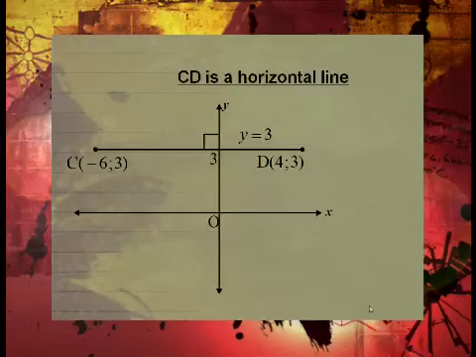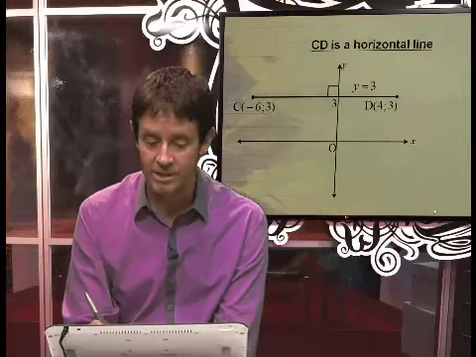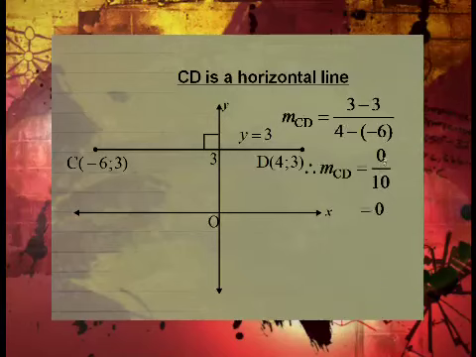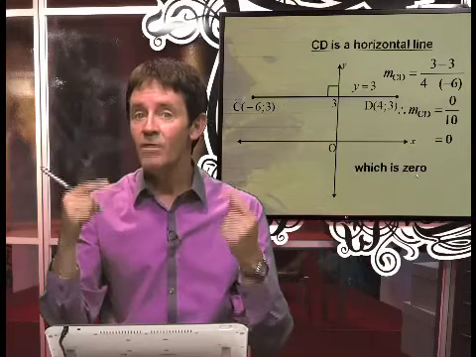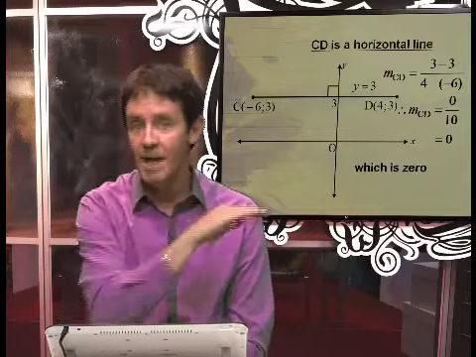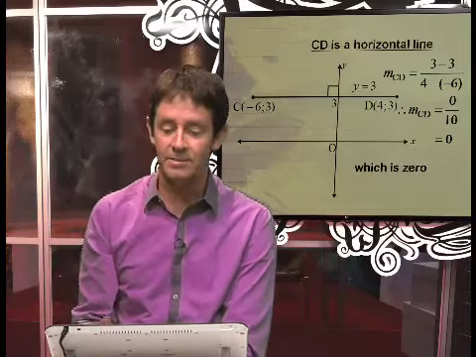What about a horizontal line? Now this is very important for calculus, matrics. If you've got a horizontal line and we work out the gradient of CD, we say 3 minus 3 over 4 minus negative 6, we'll end up getting 0 over 10, but that's cool. 0 divided by 10 is 0. So what do we know? The gradient of a horizontal line is 0. Absolutely. Remember that. That's important.